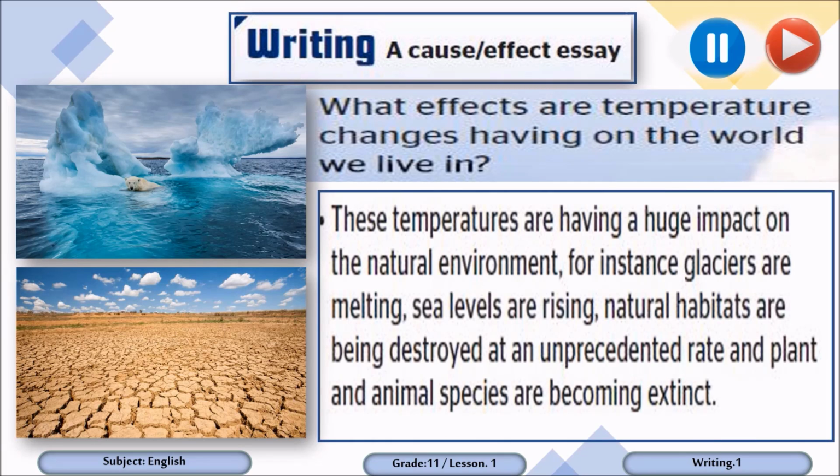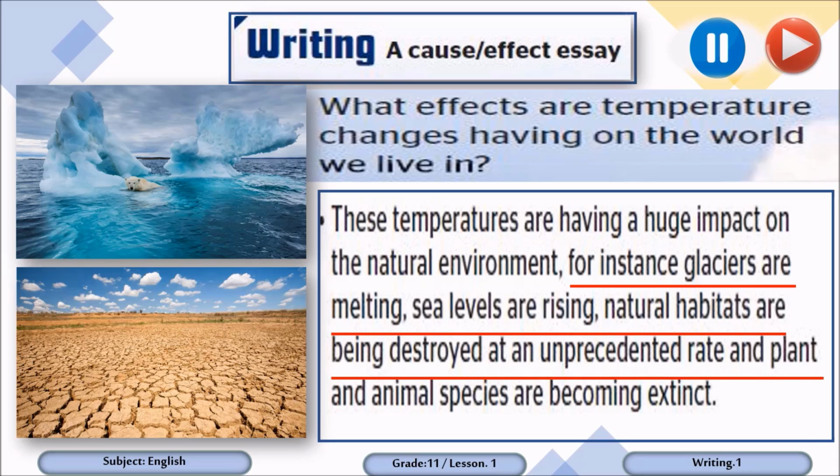Okay, so we have mentioned that there is a change in these temperatures. These temperatures are having a huge impact on the natural environment. For instance, glaciers are melting, sea levels are rising, natural habitats are being destroyed at an unexpected rate, and plant and animal species are becoming extinct.